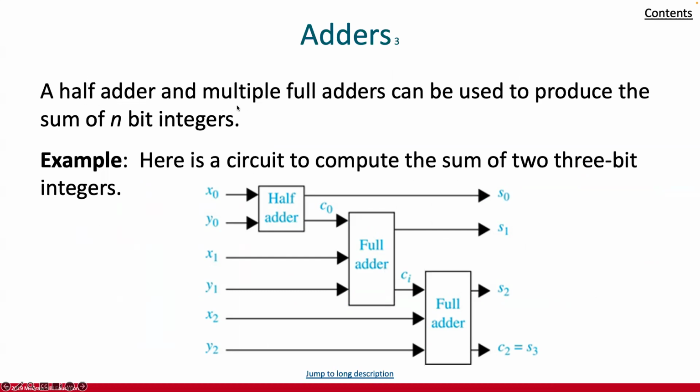A half adder and multiple full adders can be used to produce the sum of n-bit integers. So this is with 3 bits. We have a half adder and 2 full adders. And if we wanted to do more, then we're just going to be adding more full adders to get that sum, say if you wanted to have 8 bits, 16 bits, 32, or 64 bits.